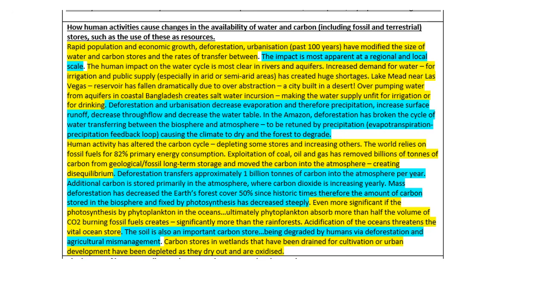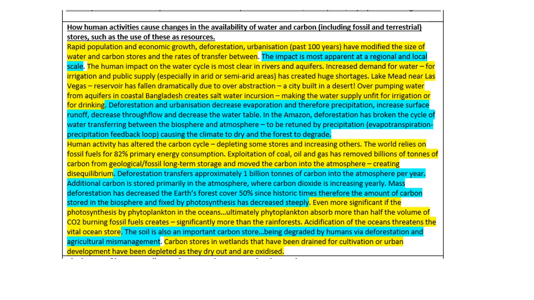Deforestation and urbanisation decrease evaporation and therefore precipitation. Because you've now got impermeable surfaces, you then get more runoff and less infiltration. With fewer trees, you get less interception, and all of that water just makes its way straight into the rivers, increasing the risk of flooding. In the Amazon, deforestation has broken the precipitation evapotranspiration feedback loop, which has made the climate much drier and the forest has started to degrade.